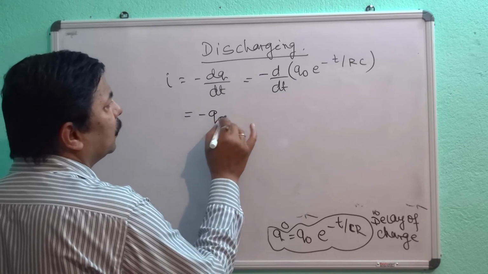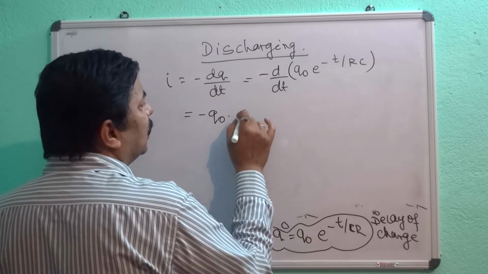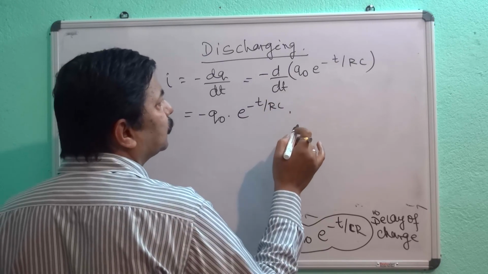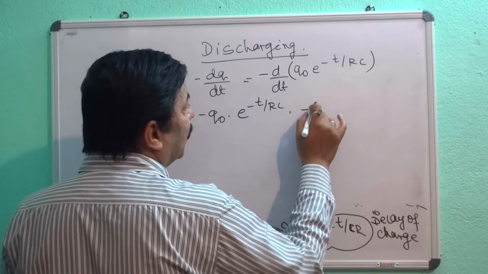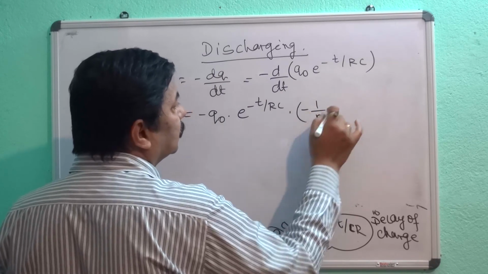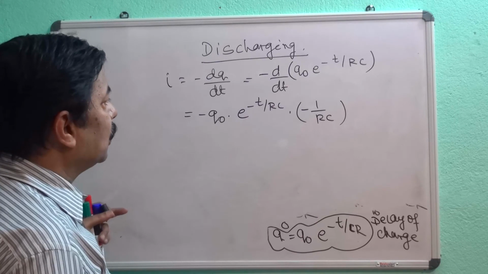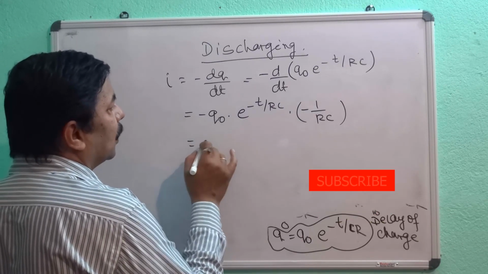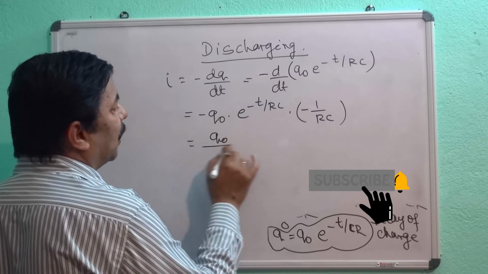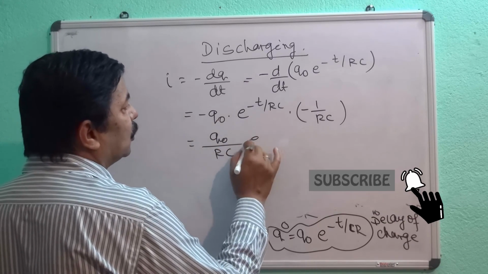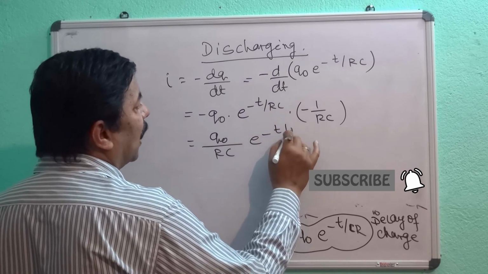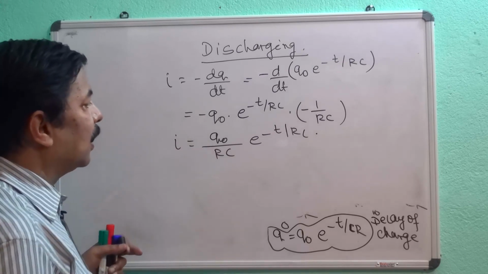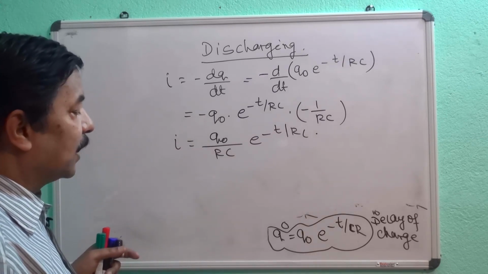And this is giving you minus q naught e to the power minus t by RC into minus 1 by RC. So it is q naught by RC e to the power minus t by RC. This is the relation by which the current is decreasing with time.